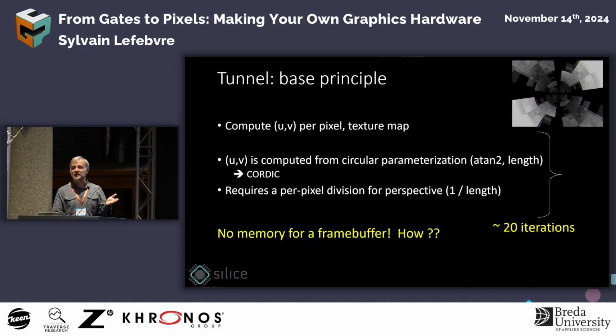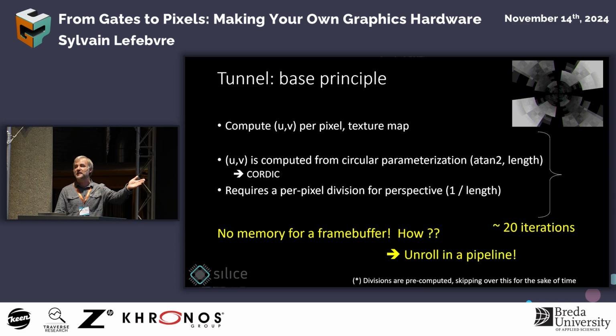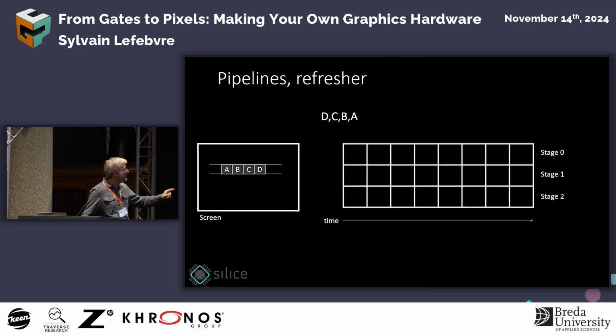Well, because you are designing your own hardware, you can just unroll the iterations in a pipeline. And if you're wondering how this works, or you're not familiar with the notion of hardware pipelines, let me give you a quick explanation. So here we have 4 pixels on screen, A, B, C, D, and we need to make it so that every clock cycle we get the value of one of those pixels, so that as we generate the video signal which has the same clock frequency, we want the color of every pixel to come at every clock cycle. Here I'm going to show it for 3 iterations instead of 20, so I have only 3 stages, but I would have 20 for my 20 iterations otherwise.